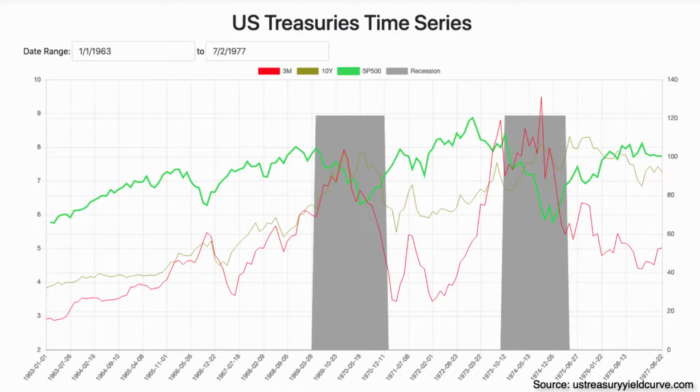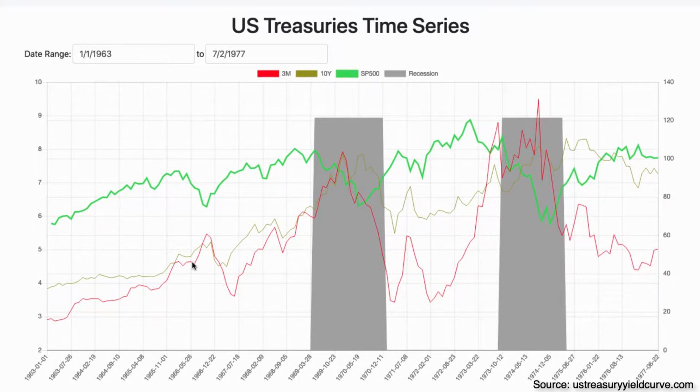For this analysis, I'm using a tool called USTreasuryYieldCurve.com. On this website, there's a feature that lets you examine what the interest rates were at a given period of time in history. Right now, we're looking at a chart where the red line denotes the yield on the 3-month Treasury bills, and the gold line indicates the yield on the 10-year Treasury.